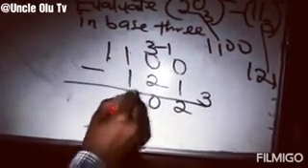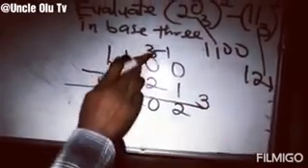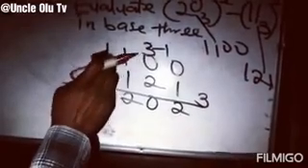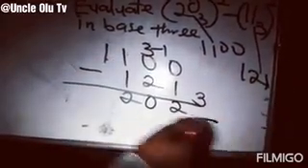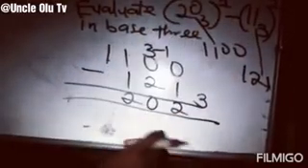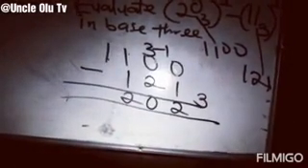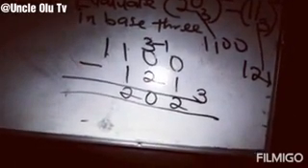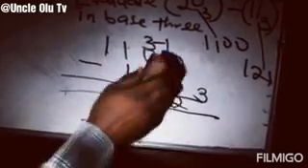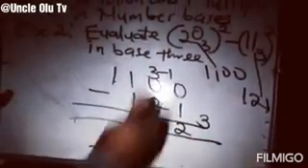3 minus 1, that is 2. When you carry the base for this one also, this one will be reduced by 1. So it has turned to 0 automatically. So our answer for this one is 2, 0, 2. Let's take one more example under this relationship.